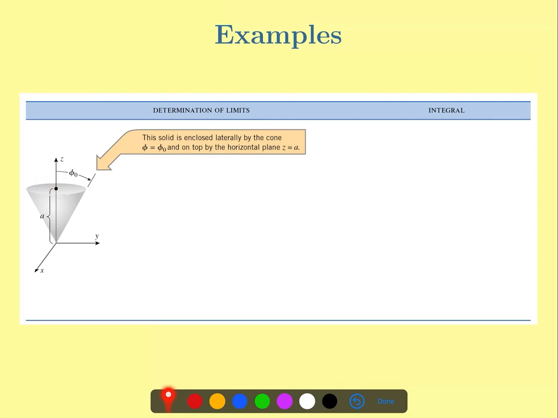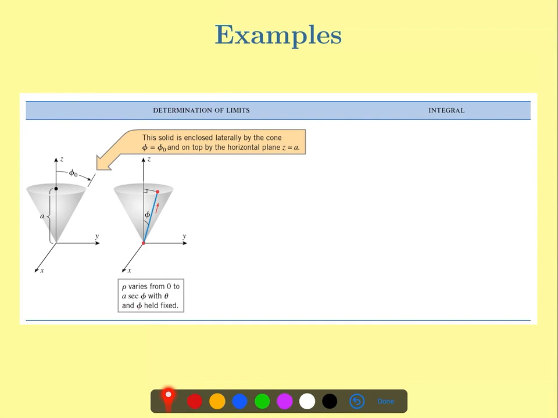And the book that I took this from writes this as a secant phi, because remember secant of phi is 1 over cosine of phi. So rho is going from 0 to a secant of phi. Or again, you can say rho is going from 0 to a over cosine of phi.